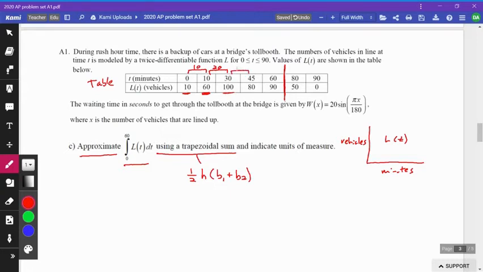And then repeat the process with the bases and the height going all the way through in order to get your calculation. So we just got to remember that I'm going to sum all of that up. So I have 1, 2, 3, 4 trapezoids. And then my units, since I'm finding area, is I multiply these together in order to get area. So my units for this are going to be vehicle minutes. Okay.